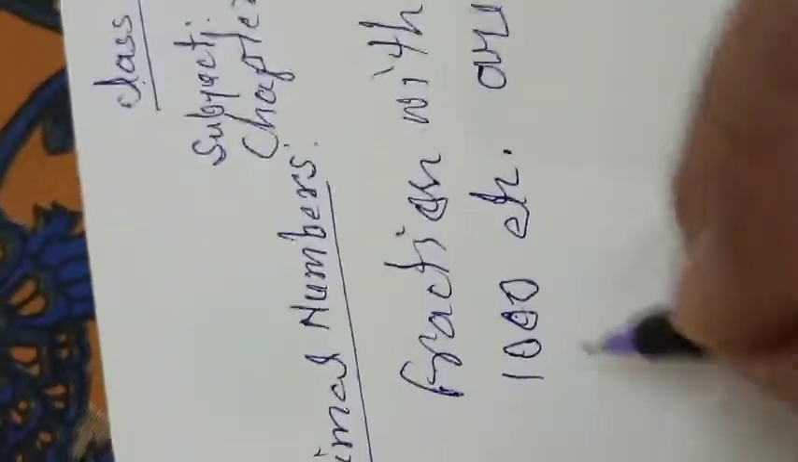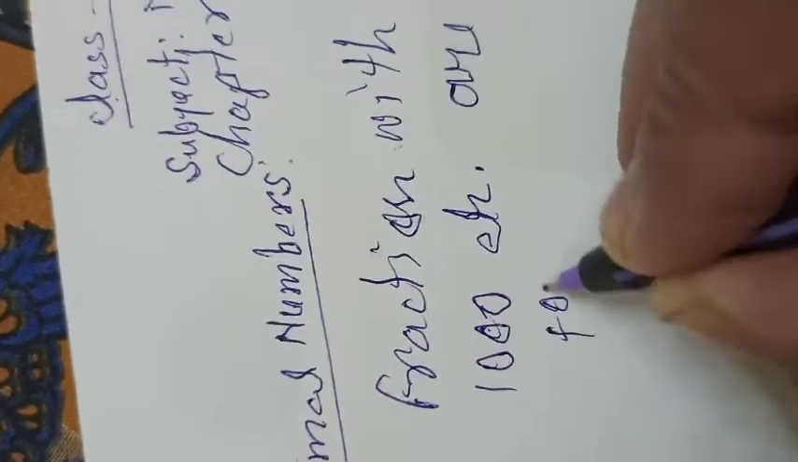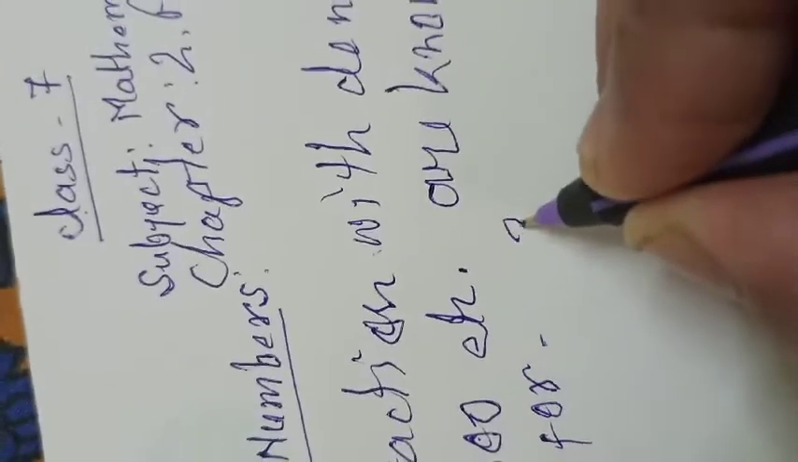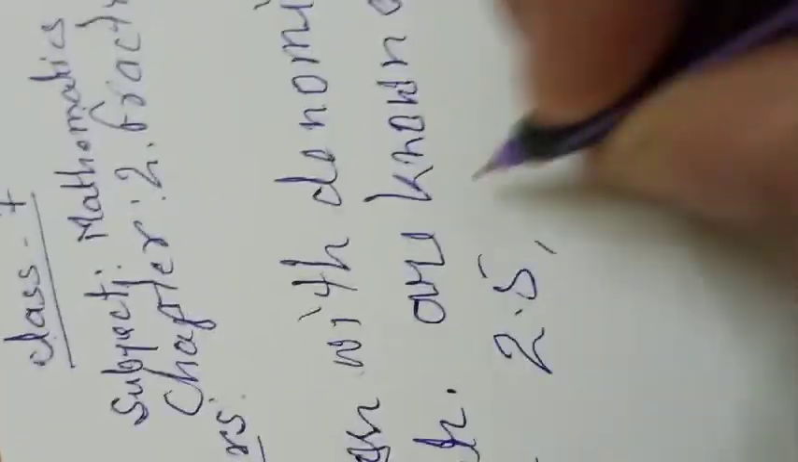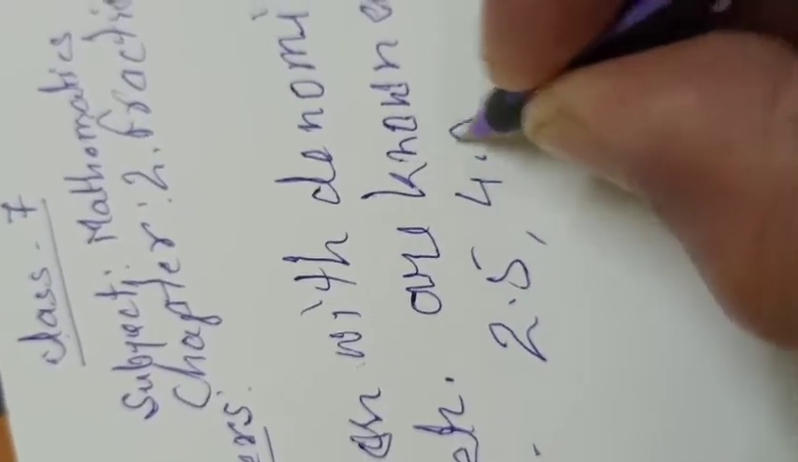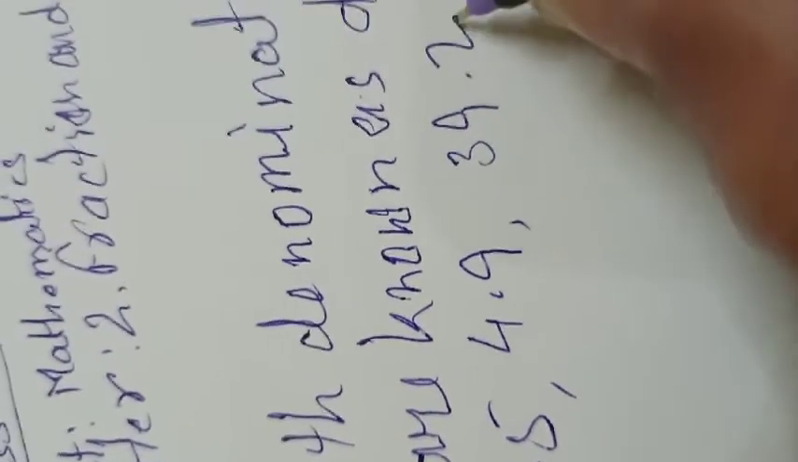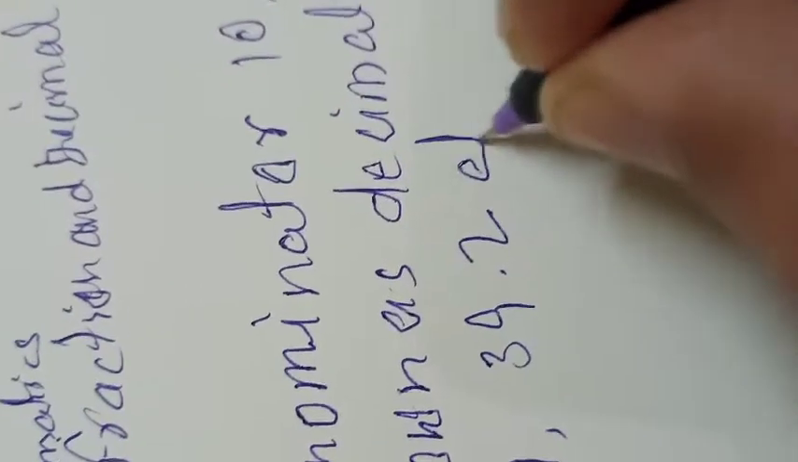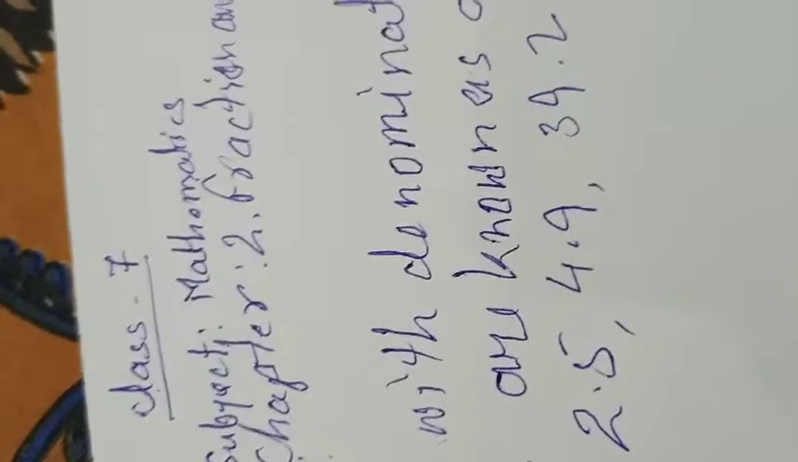For example, they are written 2.5, 4.9, 39.2, etc. These are decimal numbers. Observe the following. I will give you a table.